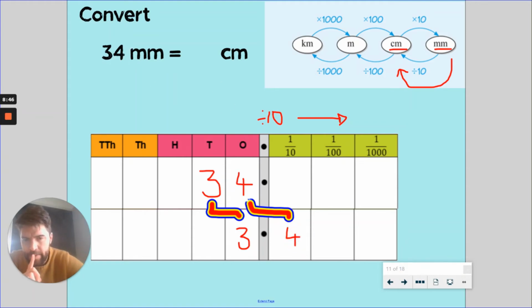So 34 millimetres I started with. I've divided by 10 to get centimetres. I've got 34 to now 3.4. So 34 millimetres equals 3.4 centimetres.